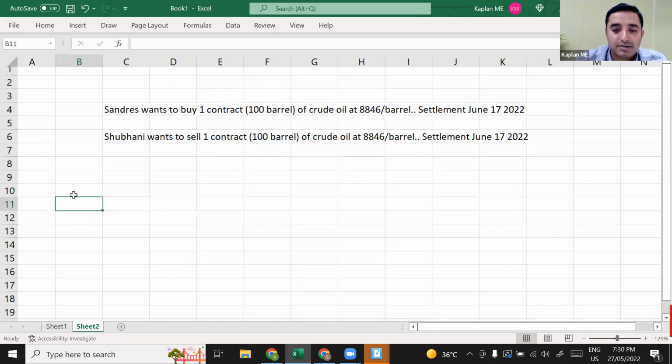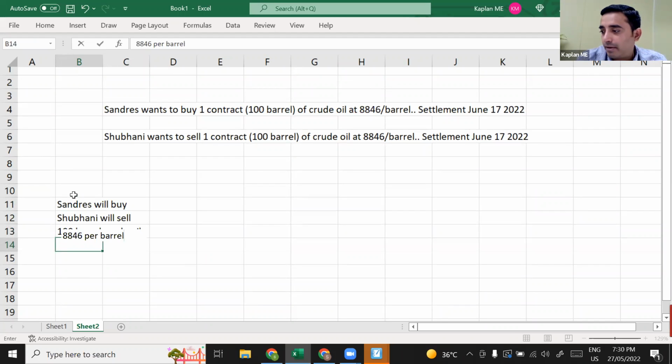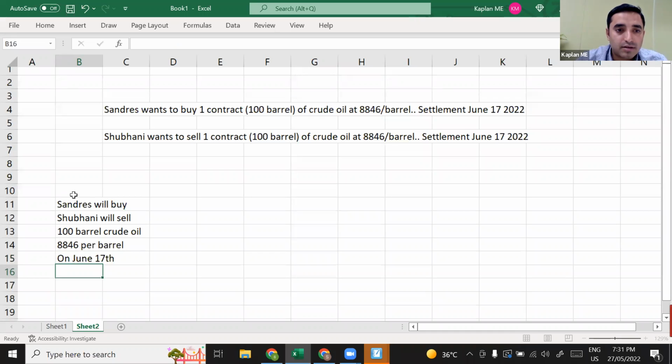The contract was like this, right? Sanders will buy. Shubhani will sell. Clear? 100 barrel crude oil at 8846 per barrel. Clear? On June 17th. Clear?